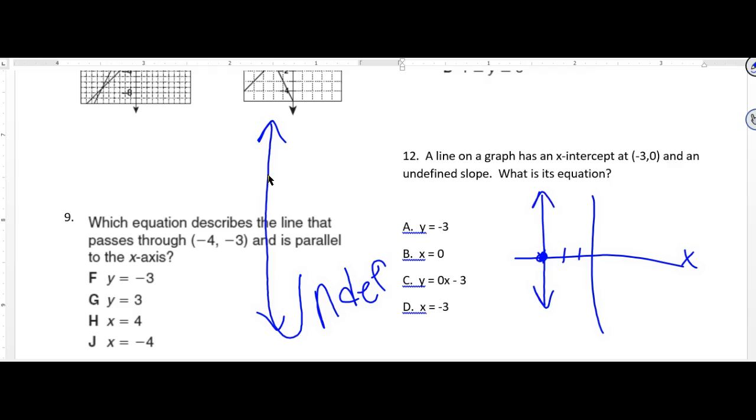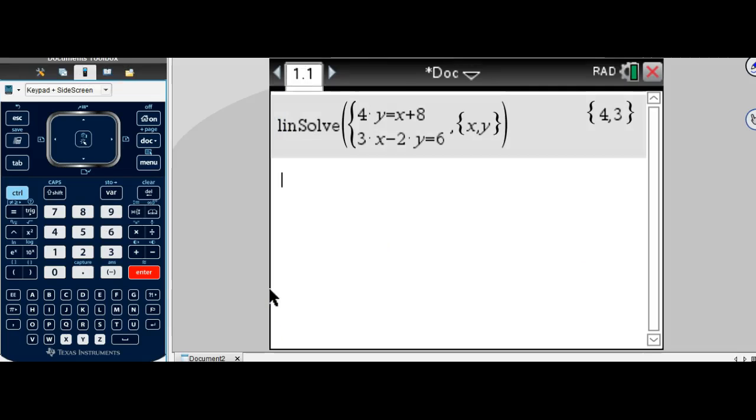It's vertical at -3. A vertical line, one of our note cards, is always in the form of x equals something. Not going to be y equals. X equals 0 or x equals -3. I'm not sure. I think it's D. I'm going to go check it in my calculator, though, just to make sure. X equals -3. I'm going to graph it.